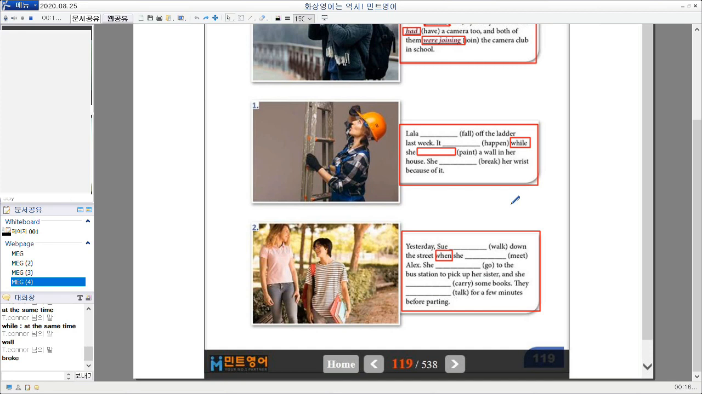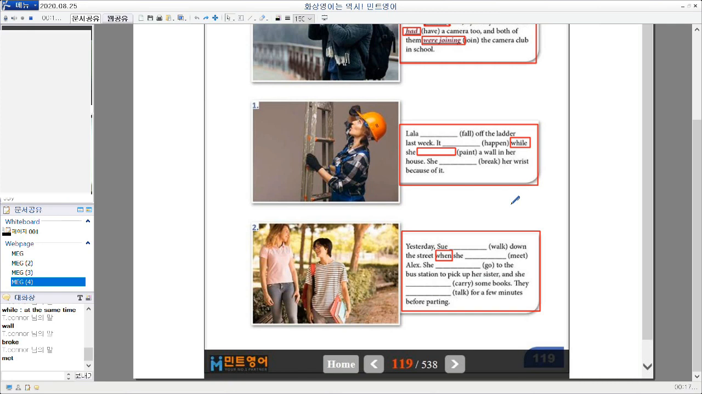She met Alex. Okay, so Sue was walking down the street when she met Alex. Good. She went to the bus station to pick up her sister, and she was carrying some books. Yes, when she was carrying some books.